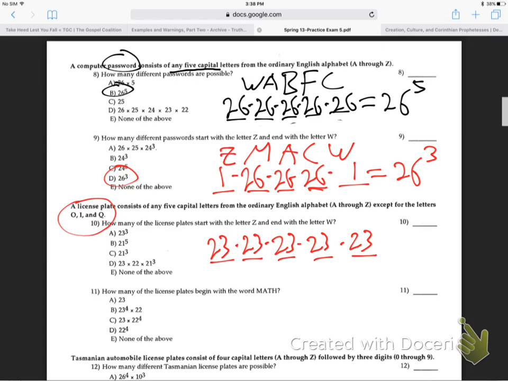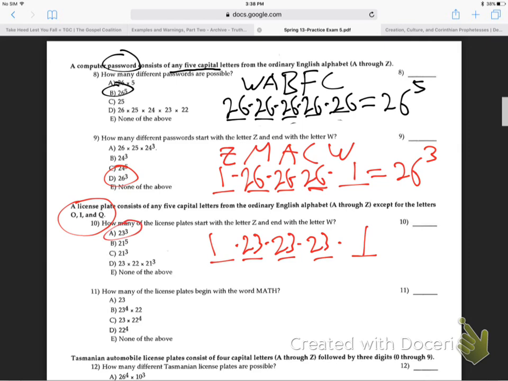I'm confused. Maybe I better read more carefully. It starts with Z and ends with W. And the last week consists of any 5 capital letters in order. Oh, thanks. I better read, huh? Yeah, and it starts with Z and ends with W. Thank you. So we're still doing the start with Z and end with W thing. So that only gives me 1 option here and 1 option at the back. And 23 to the 3rd, so A.